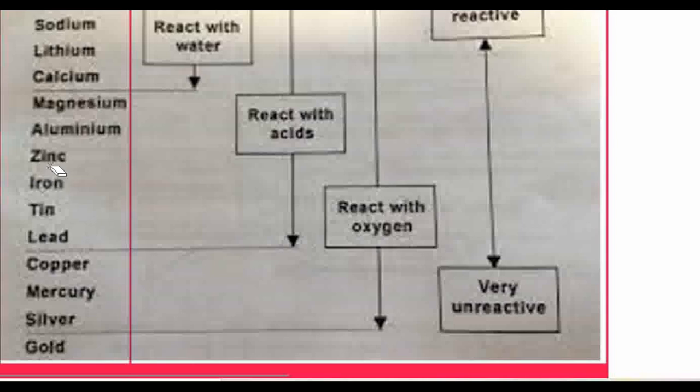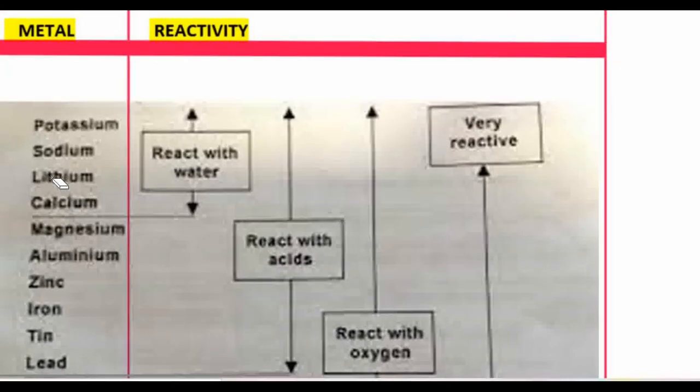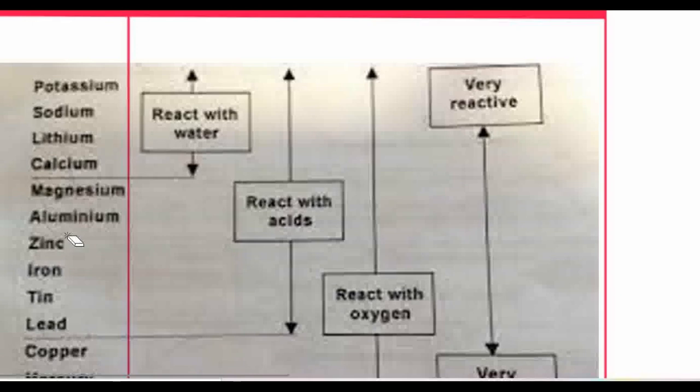If we see zinc and iron, this is the list of metal reactivity. Zinc is higher, so zinc is more reactive and more preferable to react with oxygen instead of iron. So that is to explain why.